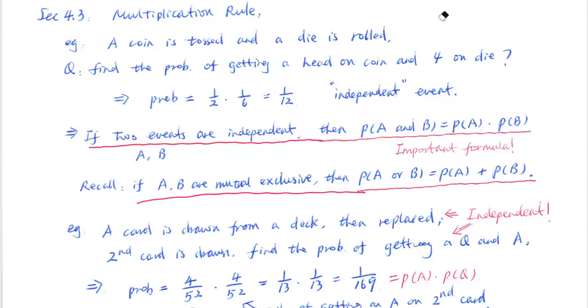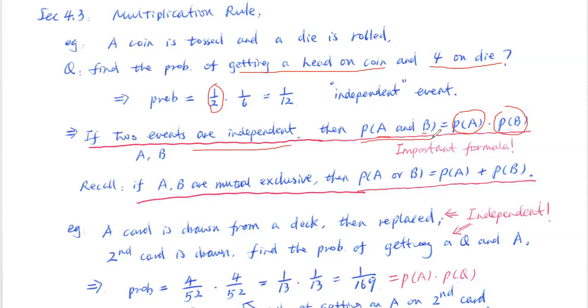So whenever we have independent events A and B, when we calculate the probability of A and B, that means like previously, the probability of getting a head on the coin, that's A, and getting number 4 on the die, that's B. We can simply multiply the probability of A, which is 1/2, and the probability of B, which is 1/6, to get the probability we are asking.